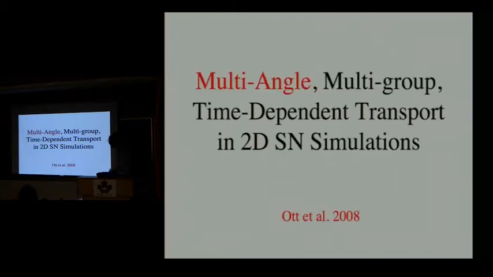Okay. So very quickly, I want to also say what the dependences on the scheme are. There aren't any other schemes in the supernova game that actually do multi-angle, multi-group. This is energy group, time-dependent transport in 2D. So these are the only results. The multi-angle means we're basically solving the Boltzmann equation. But that means that it's also highly computationally intensive. These things took 6 months. One run took 6 months on the NERSC supercomputers.